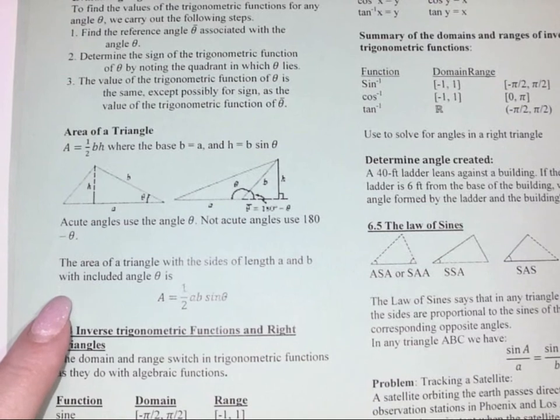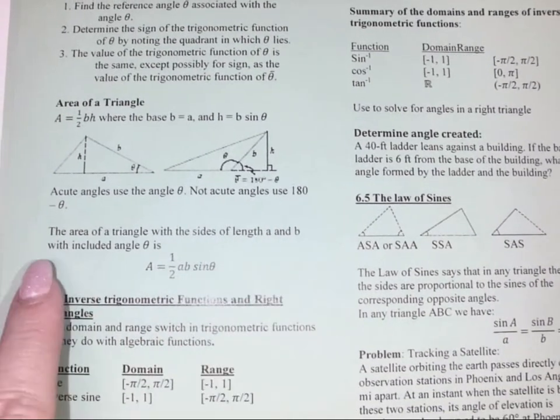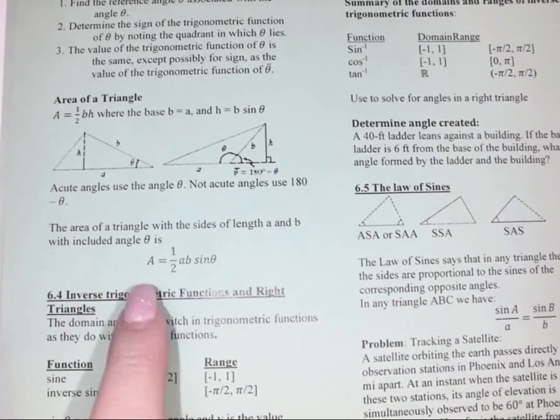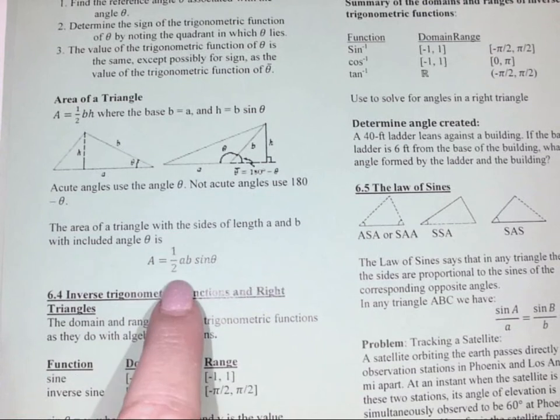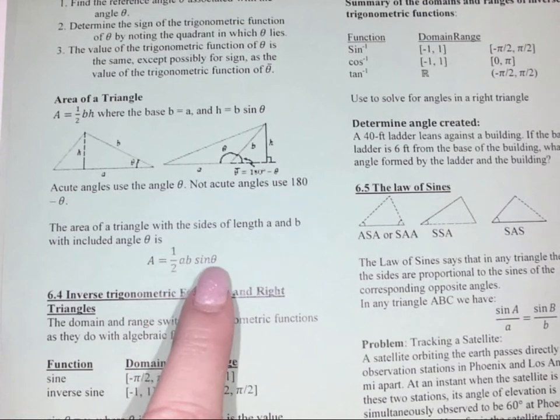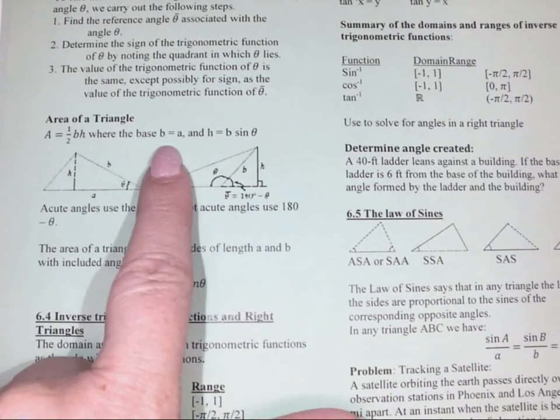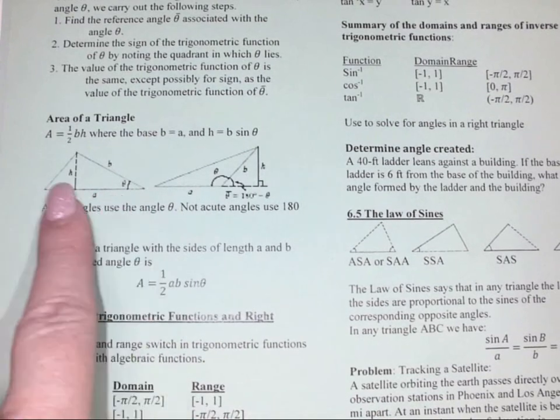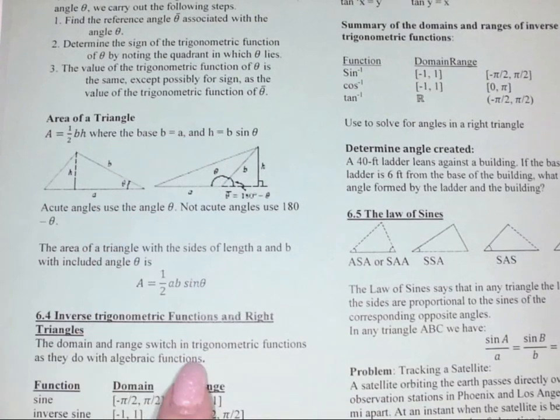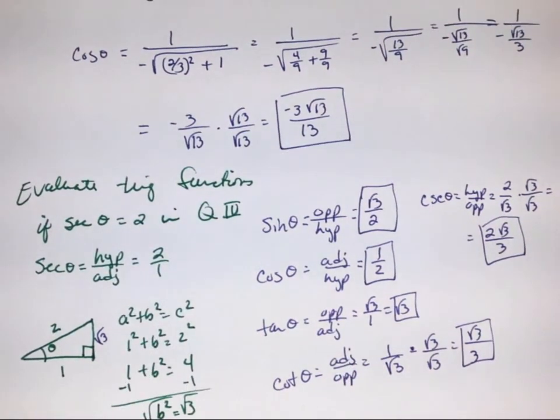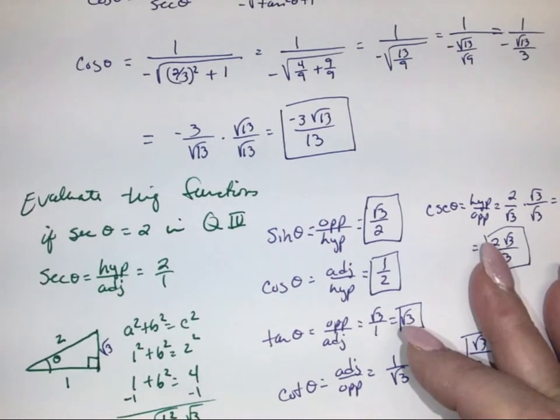So the area of a triangle with sides of length A and B, which include angle theta, is going to be equal to 1/2 A times B sine theta, because they're telling us that A will be our base and the height will be B times sine theta. So using that formula right there, we are going to find the area of a triangle. Let's get another piece of paper.